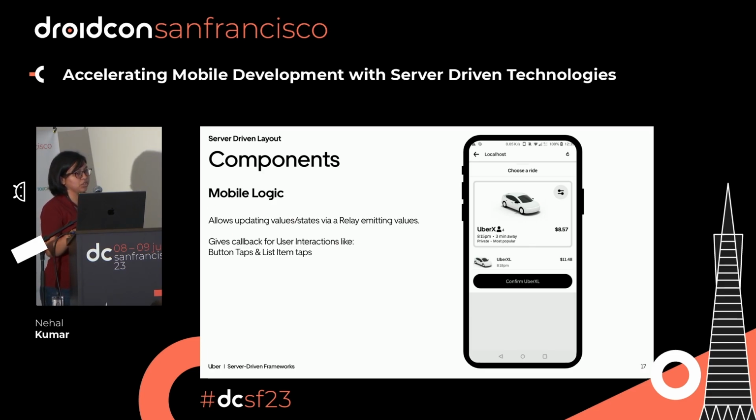Moving on from the logic of UI, here is what else the library has to offer. This library now exposes APIs that we can use on mobile to update parts of the UI via observables of data. It also gives us callbacks from the server-driven UI for user interactions. So if you're tapping on a button or if you're tapping on an item in the list, it would give us callbacks with the identifiers for that button or identifiers for the list along with the position of the list tapped item.